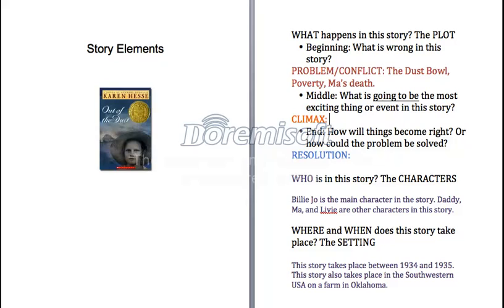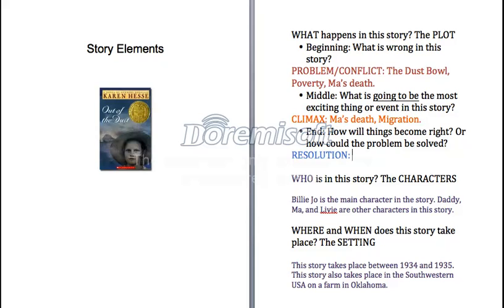Now we haven't talked about the climax because we haven't read it, but we can maybe think what is going to be the most exciting thing or event in the story. Maybe Ma's death was the most exciting thing. We don't know. We haven't finished. Or it could be a migration of some sort, because we do know that people are migrating, and maybe Billy Joe and her daddy will migrate too.